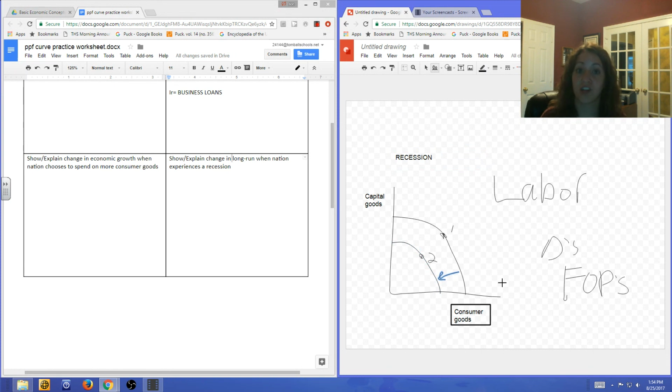Like those people will stop looking for a job because no one's hiring. No one's been hiring for years. Kind of like the Great Depression. During the Great Depression, there's 25% unemployment, but they really say it was probably closer to 50 because 25% is just people still looking for a job. If you stop looking because you've given up hope, you're technically not unemployed anymore, which means you're not part of the labor force, which means there's less labor, which means it's a leftward shift of the PPF curve.